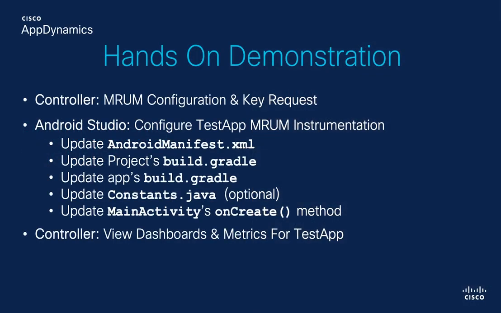This video covers three major steps. First, set up the initial app configuration in the controller. Second, modify the app configuration in the Android Studio Integrated Development Environment, or IDE. Third, view the app telemetry in the controller.